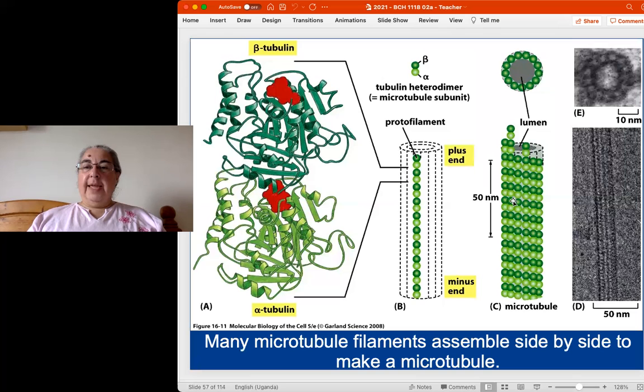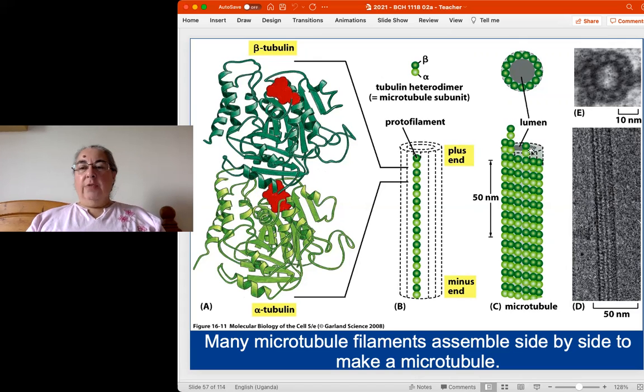So that's what we're seeing here. You can see that they're sort of packed together to give a sort of spiral shape around a hollow core. Here's an electron micrograph taken from the end, and here's a diagram showing that the filaments are arranged in a circle with a space or a lumen in the middle. And here is an electron micrograph taken from the side, just showing the long chains of the protofilaments lined up.